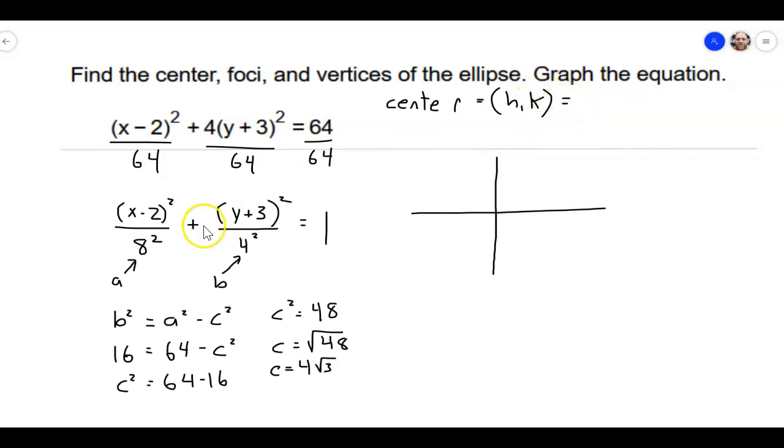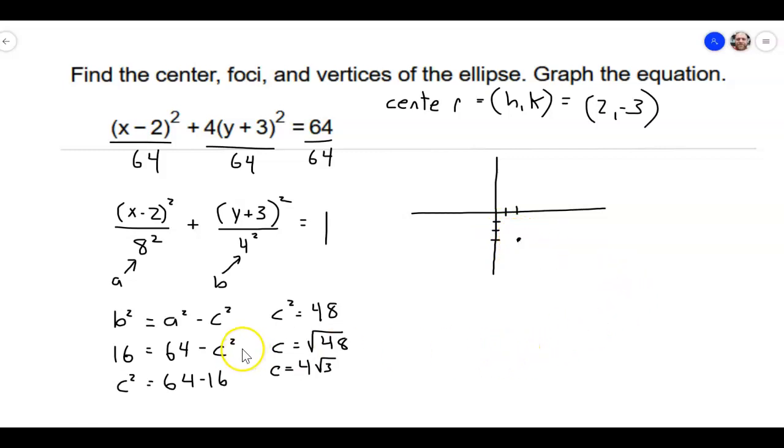So that means in this case, since there's a negative in the formula, you're just going to take the opposite sign of whatever's here. So that's going to be a +2 and a -3. So that's going to be 2, -3. That's our center. So I'm going to go 1, 2, 1, 2, 3. And this is the center of our ellipse.